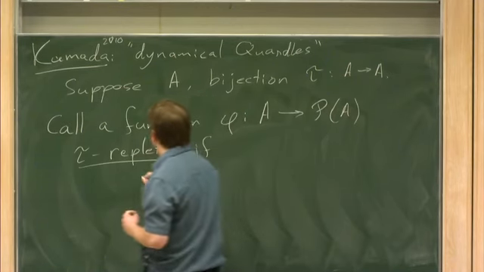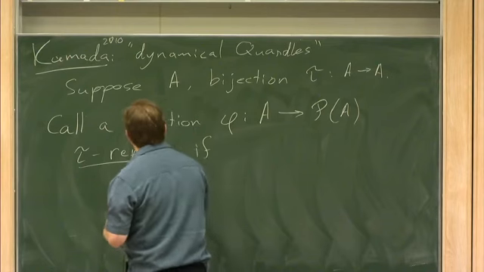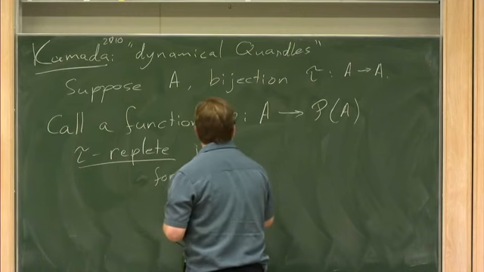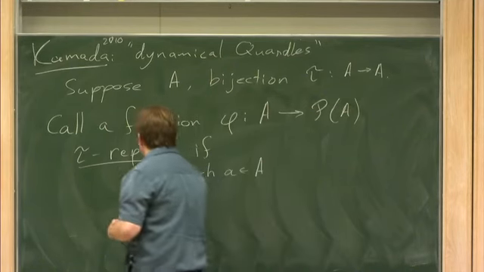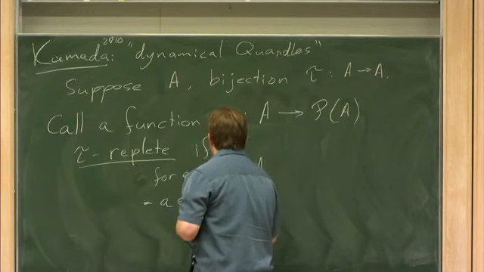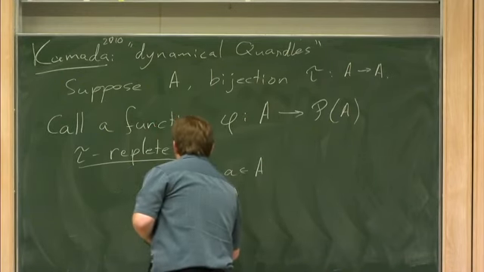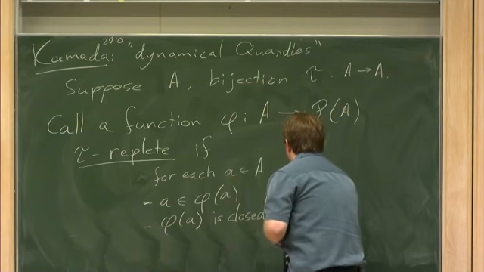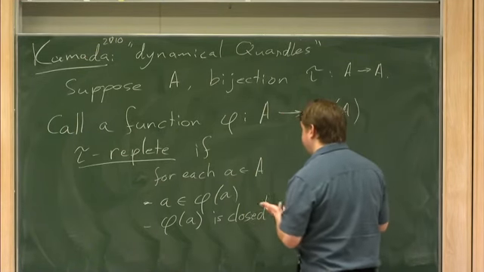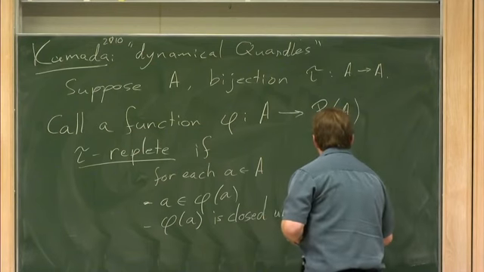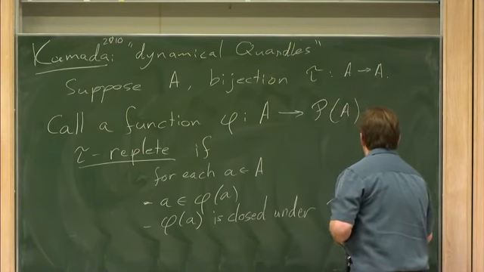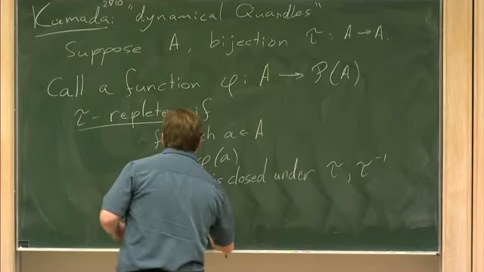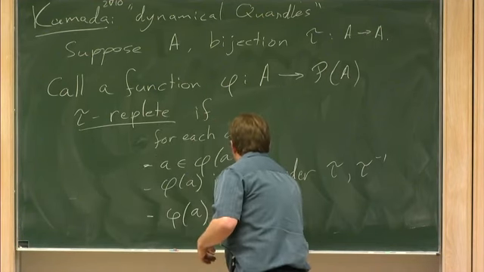if for each a, first of all, a is in phi of a, phi of a is closed under tau and its inverse, and also the other way you could use tau, phi of a equals phi of tau of a.